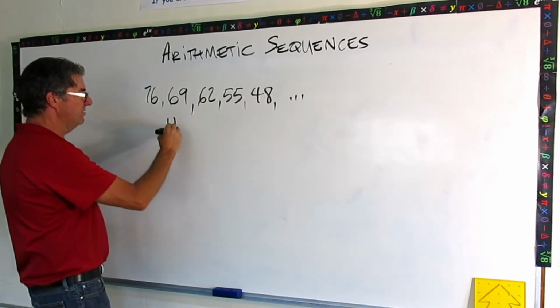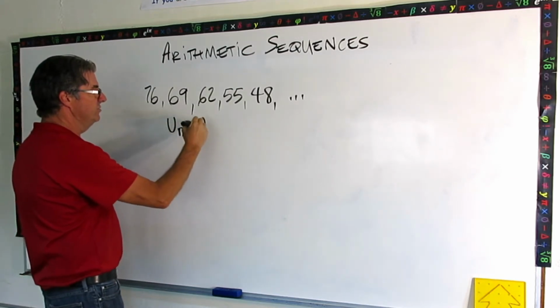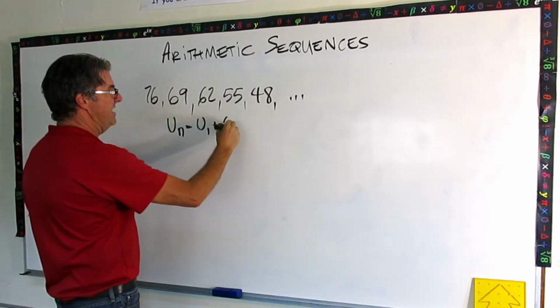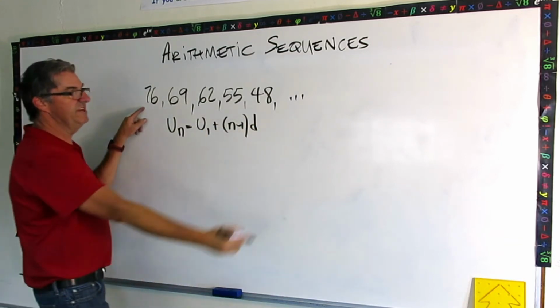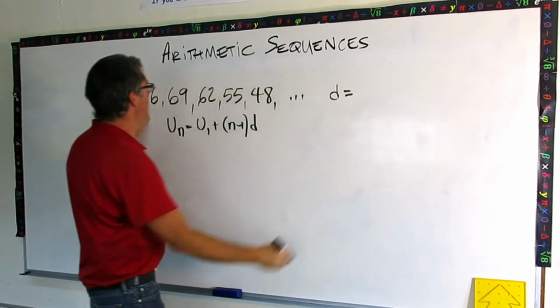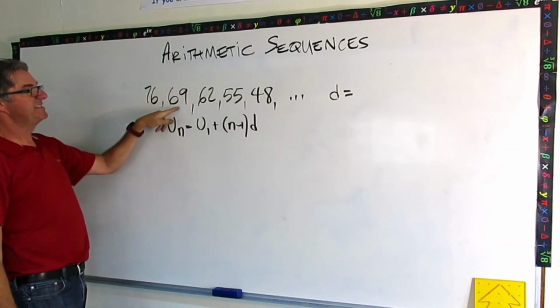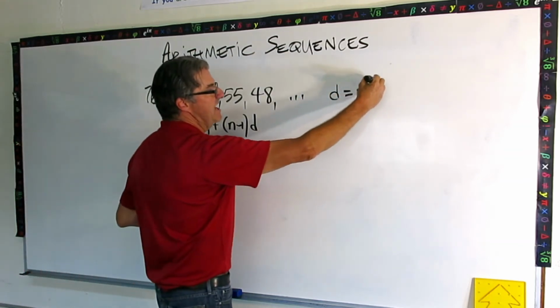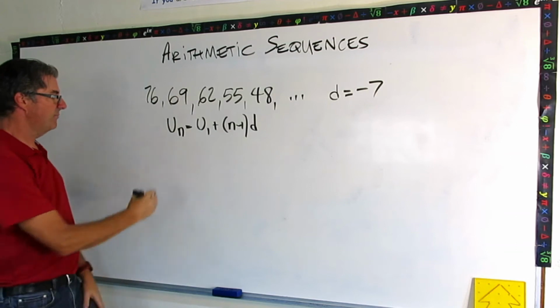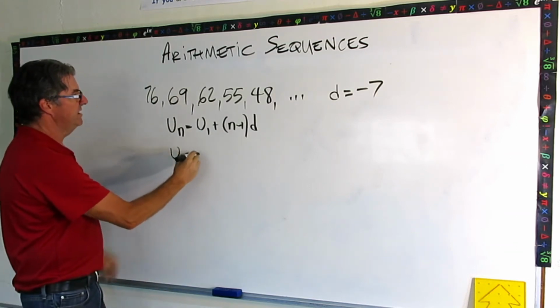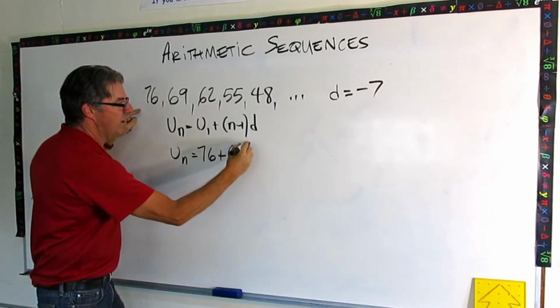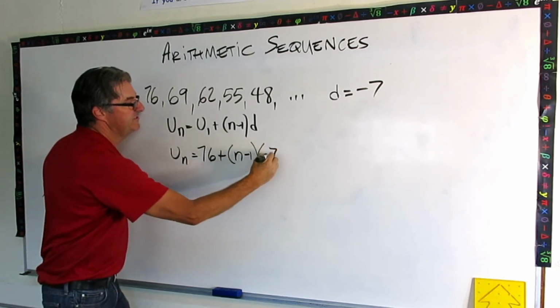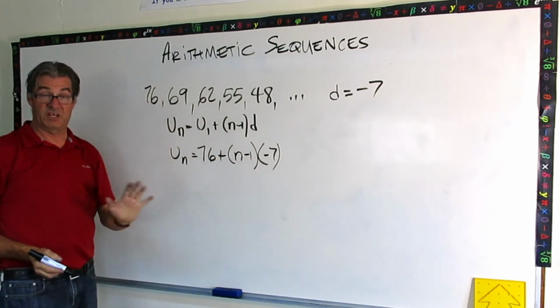Starting off with my general rule here, un is u1 plus n minus 1 times d. Okay? Now, what is d for this one? What's happening? We are going down by 7. So the d is negative 7. So now let's do our plug-in. Un equals 76 plus n minus 1 times negative 7. Bring that negative down. It's going to be important.